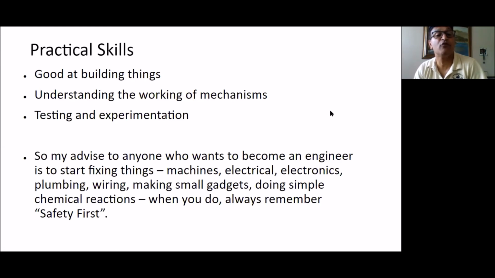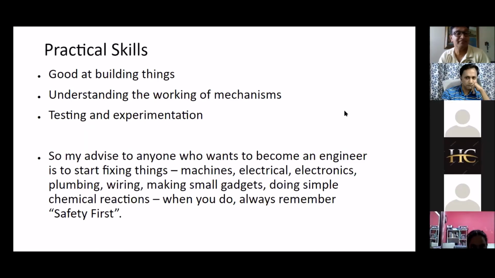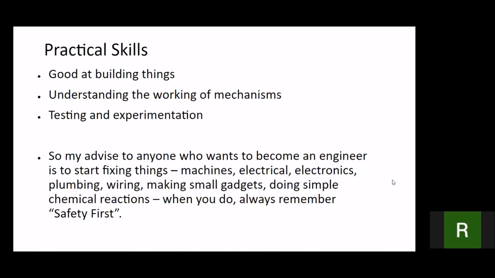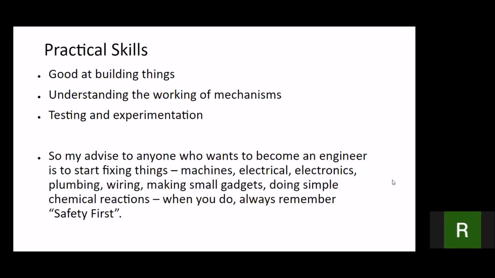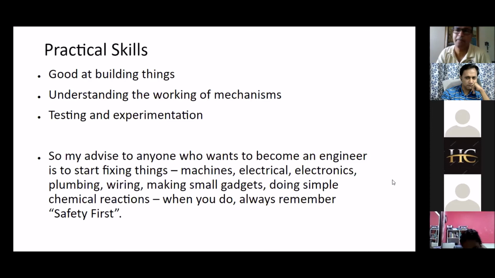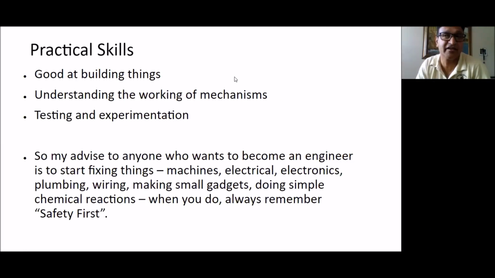So I would say if you want to be engineers, start messing with things, start building something, small electronic things, small machines, small gadgets, or if you like chemical engineering, do some reactions, but then be very safe. Don't explode things, okay? Don't blow up things. Be very safe whenever you do anything. Whenever there is energy involved, especially electrical or chemical energy, be very careful. First and foremost is safety, but try doing things, try messing up things. That's the way you can become an engineer.